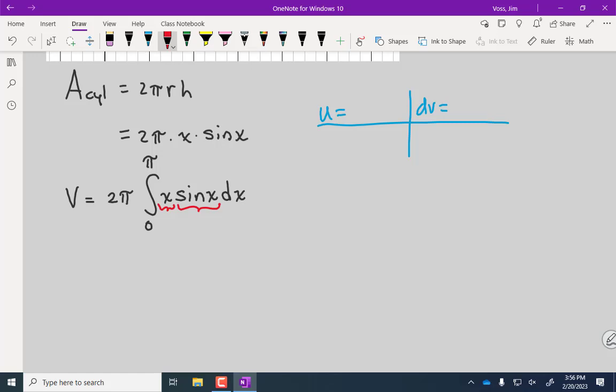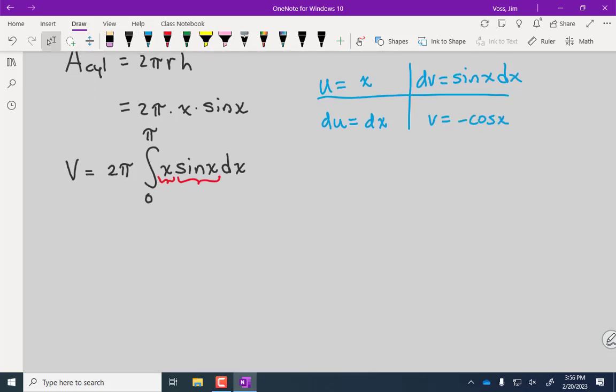But x, if you differentiate x, you get 1. If you integrate x, you get x squared over 2. So that gives us a clue that we want to put the x here because that column will simplify things. If we put the x in the derivative column, it gets simpler when you differentiate. The sine, regardless of where you put it, is going to create something about the same difficulty. So this is good news. This will work. So we have 2 pi times.